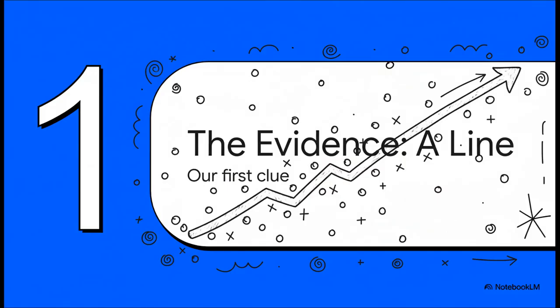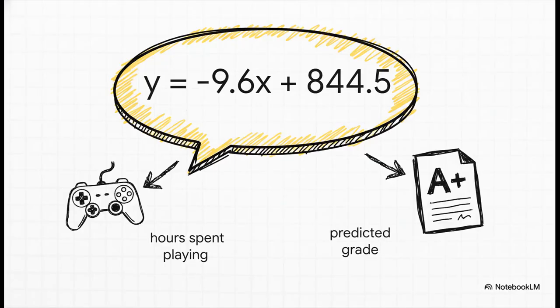Now, our number one piece of evidence in this whole case, it's not a fingerprint, it's not a witness statement, it's a line. Just a simple line that tries to cut through all the clutter of our data points and show us the real trend hiding underneath. And here it is. This is our main clue. Now, don't let the math freak you out. This equation is just our model.